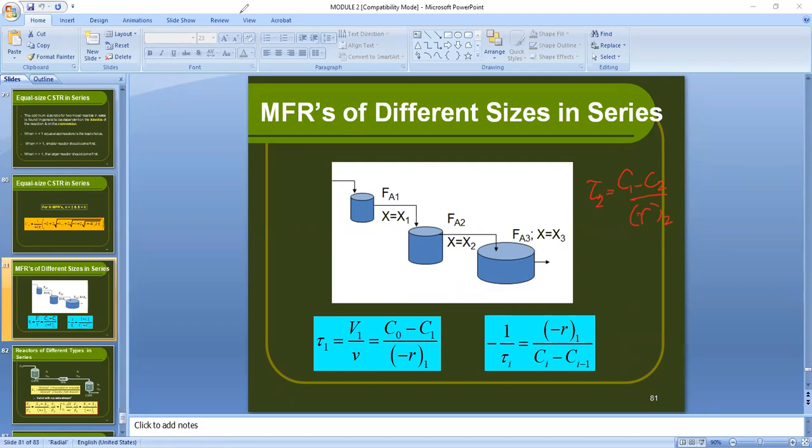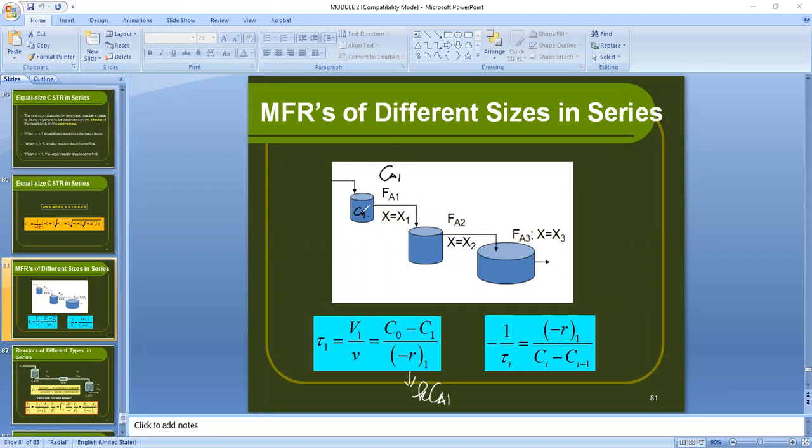They're not the same. They're not the same. Why are they not the same? I'll show you. This R1, let's say for example the reaction is first order, is actually k C A1. What is C A1? It's the concentration that leaves reactor 1, which is the same concentration inside.